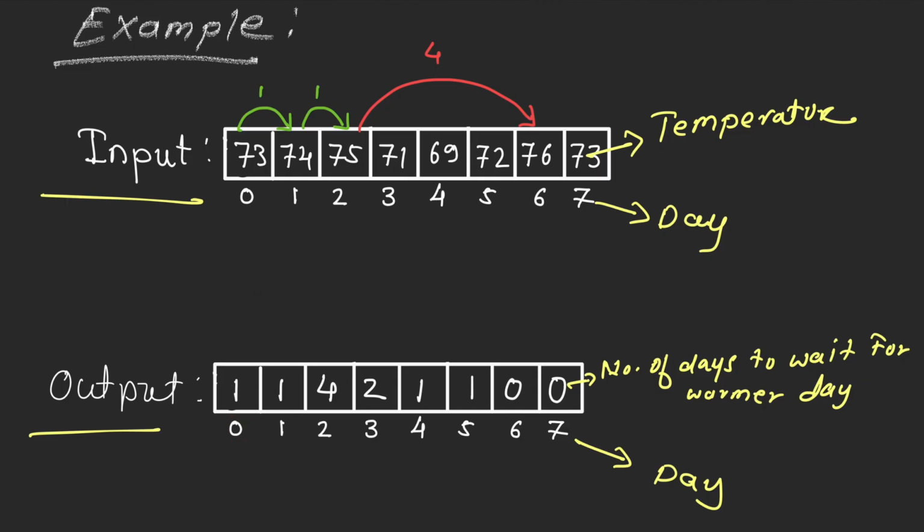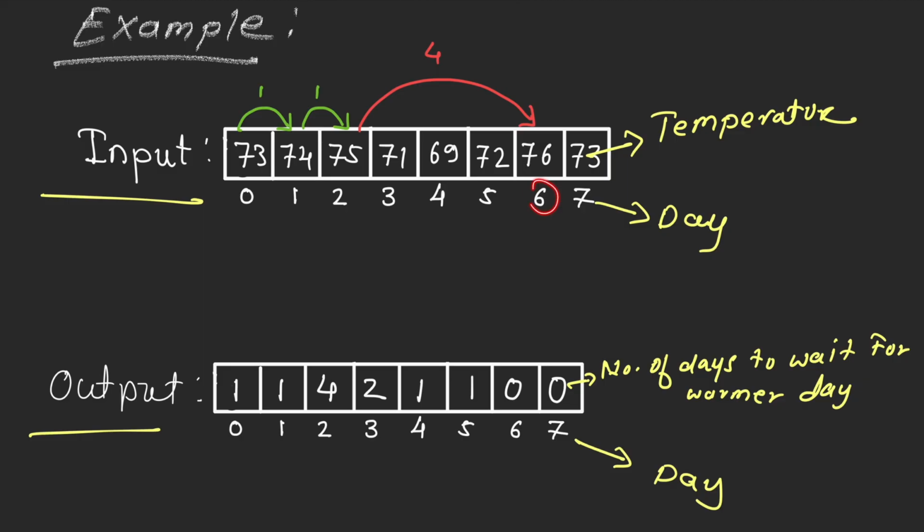Similarly, for day 1, the answer is 1 because the next warmer day is day 2. For day 2, the next warmer day is day 6 because the temperature on day 6 is 76, which is greater than 75. So the number of days day 2 needs to wait is 4. So the answer for day 2 is 4. How did we calculate this number 4? Simply we subtract the array indices, like 6 minus 2 is equal to 4. Similarly, we can calculate for other days.